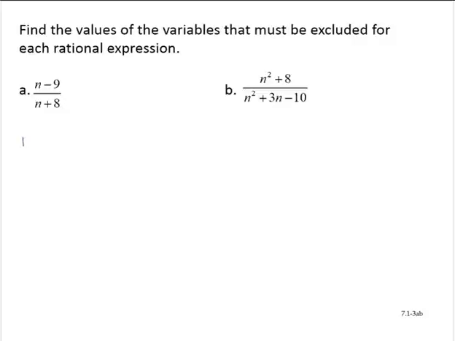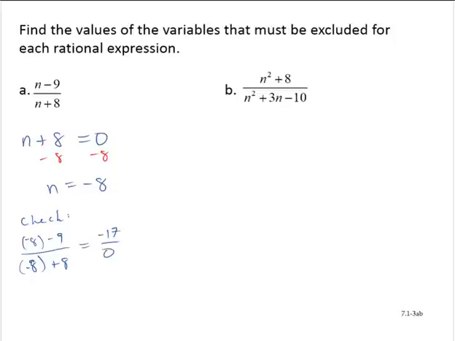So I will take n plus 8, the denominator, and set it equal to 0. Solving this equation by subtracting 8 from both sides, we have n is equal to -8. Now just as a check, what if we made the substitution, I'm sorry, it should be -8 minus 9 over -8 plus 8. Notice that does give us -17 divided by 0, which is undefined. So we must exclude n equals -8 from this rational expression.